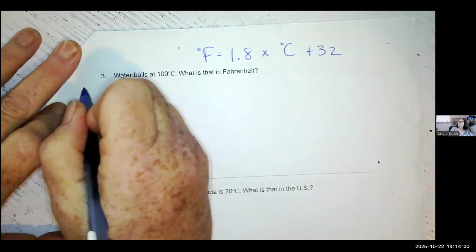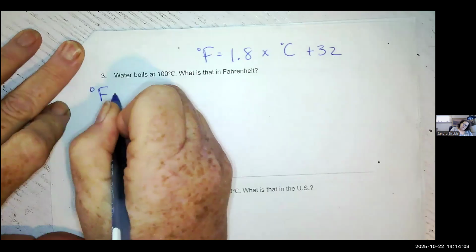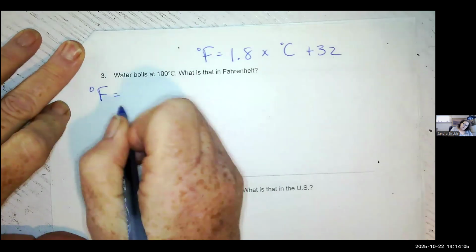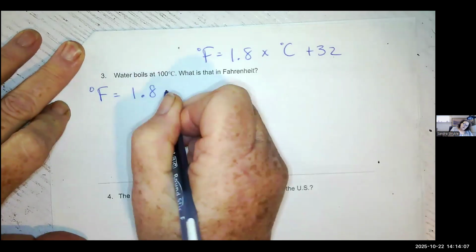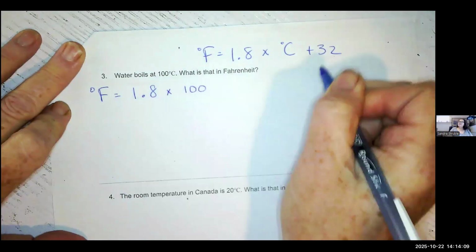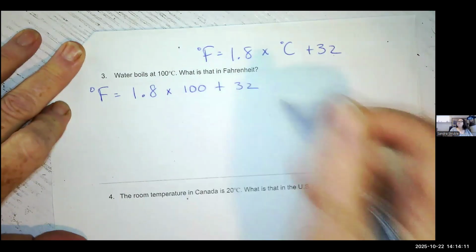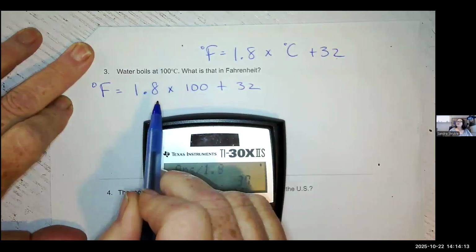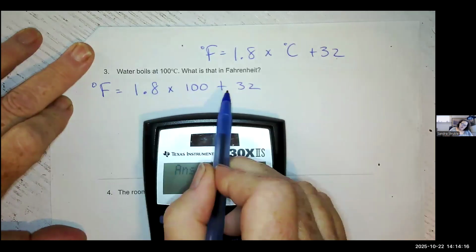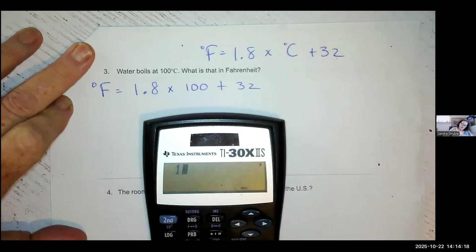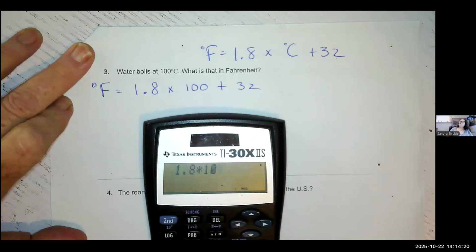So to find the degrees Fahrenheit, you're going to go 1.8 times 100 plus 32. No need for parentheses because of order of operations, multiplication is going to happen before the addition anyways. So 1.8 times 100 plus 32 is 212 degrees Fahrenheit.